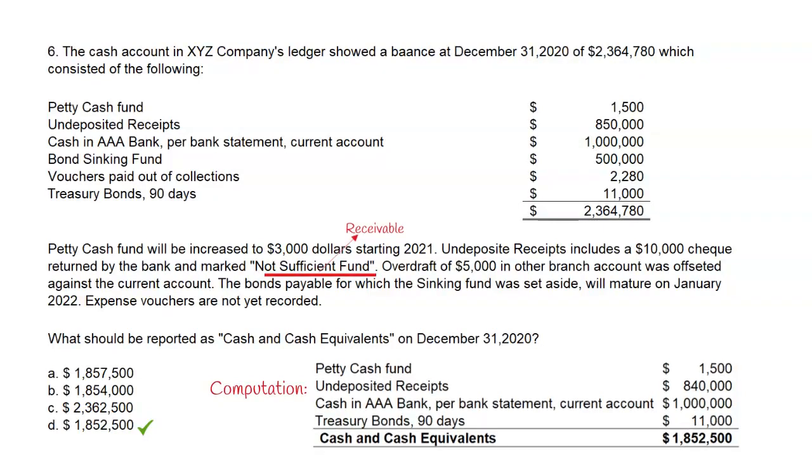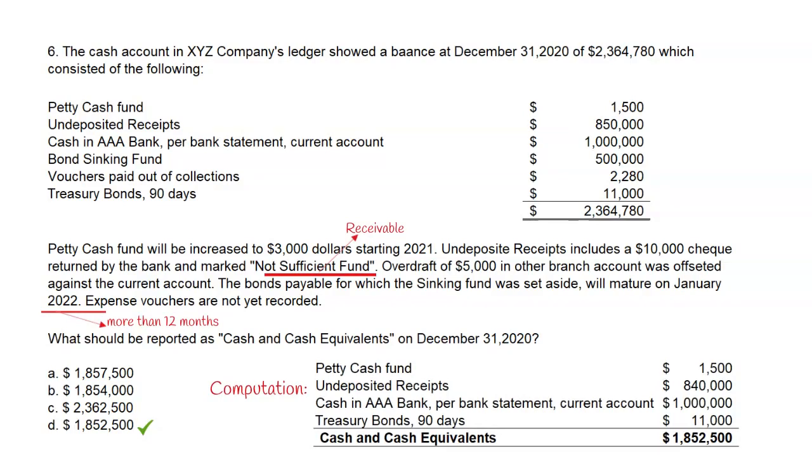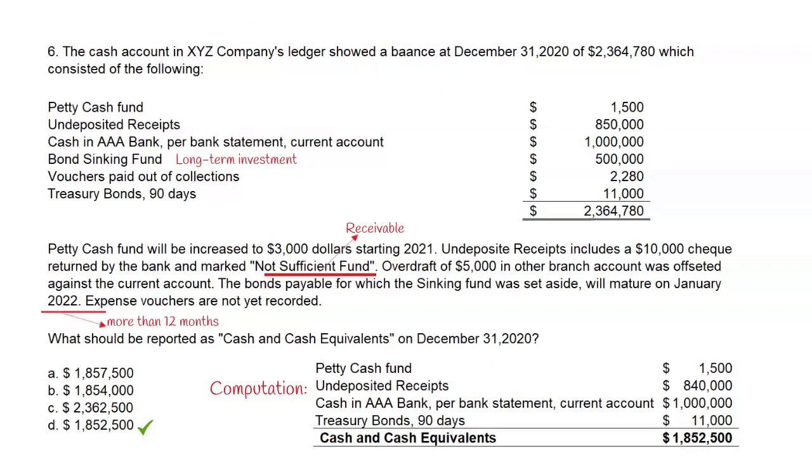We also excluded the bond sinking fund because the related loan is due in January 2022, which is more than 12 months from the reporting period. Therefore, it should be reported as long-term investment. Also excluded are the vouchers paid. They represent expenses to be recorded.